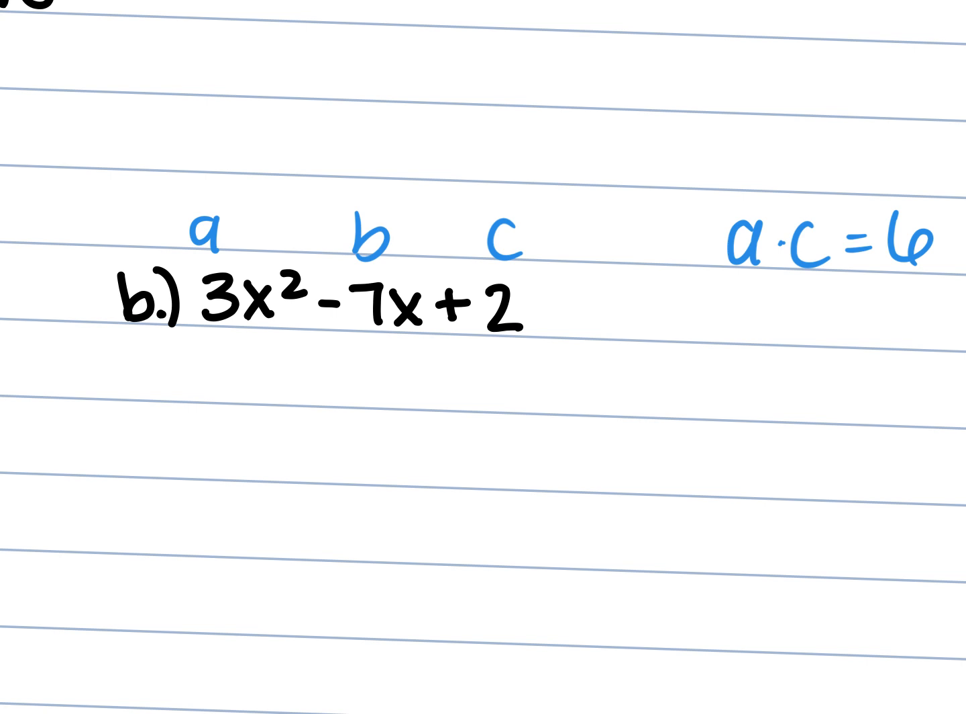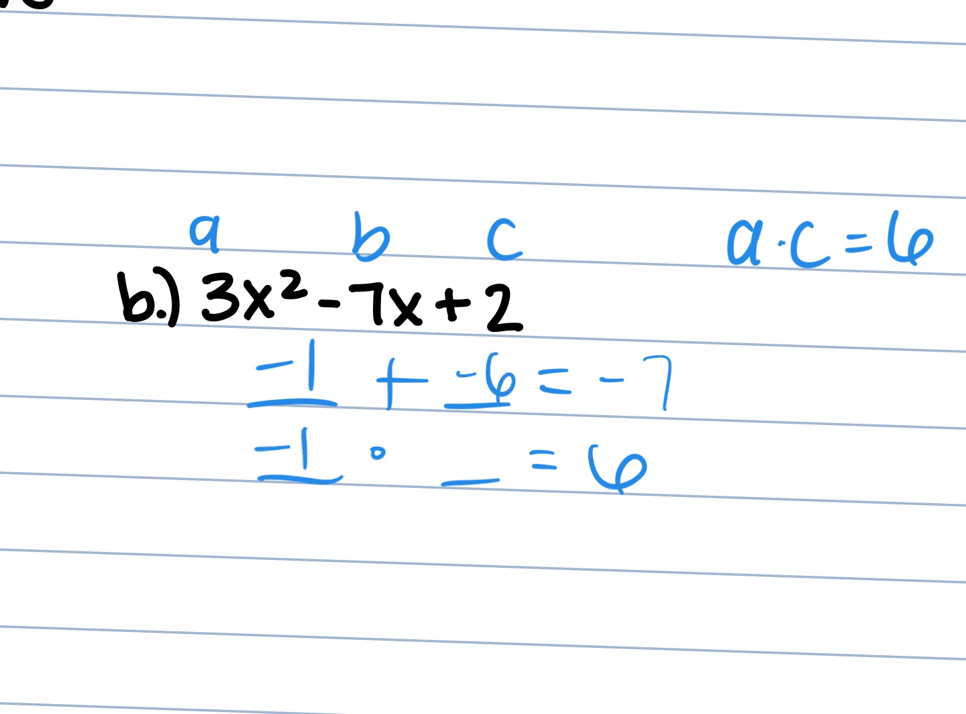Someone else, help him out. Someone help him out. Two numbers that add to give me -7, and they multiply to give me 6. Your A times C value. Segi. -1, -6. Excellent. -1 and -6.